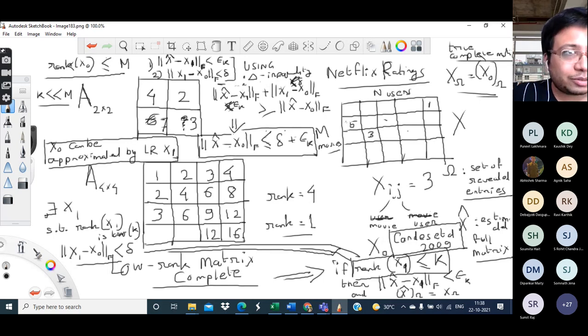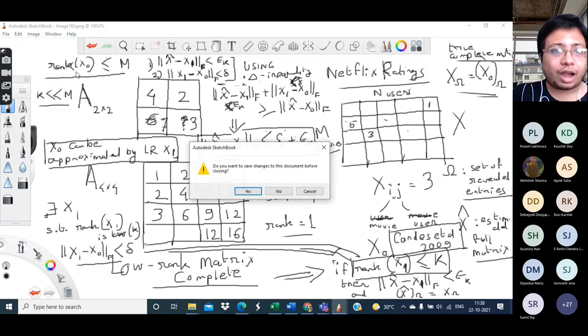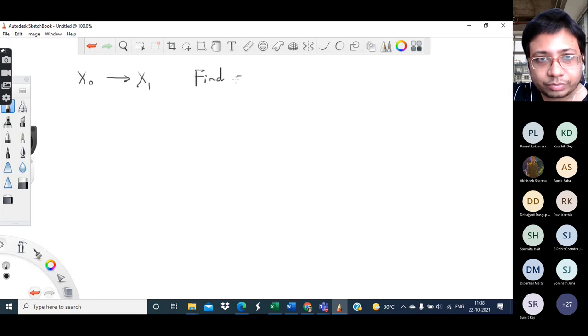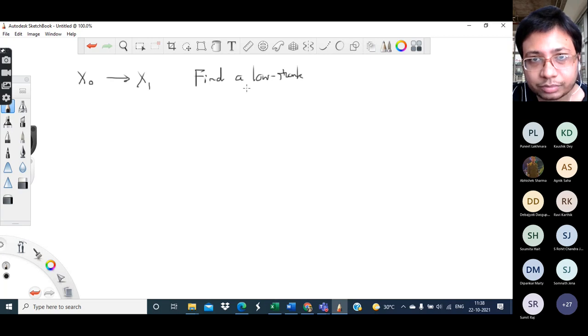Fine. So then the question arises: given any matrix x, or x naught if you want to call it, how do I find an x1 which is quite close to x naught but is also low rank? So basically what I am trying to do is find a low rank approximation of x naught.